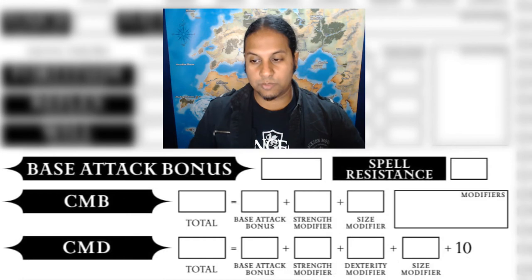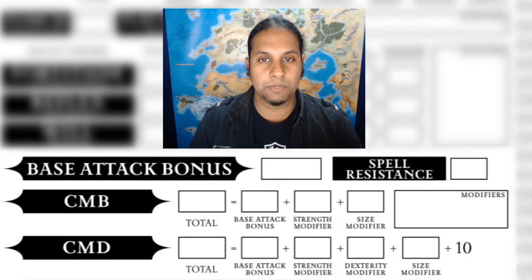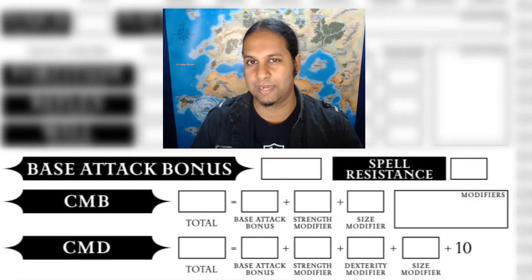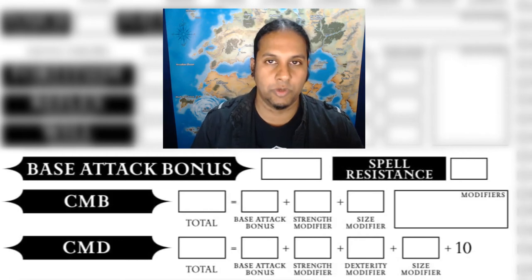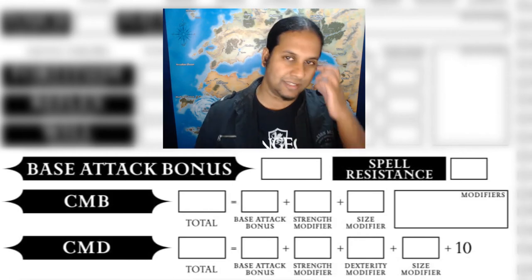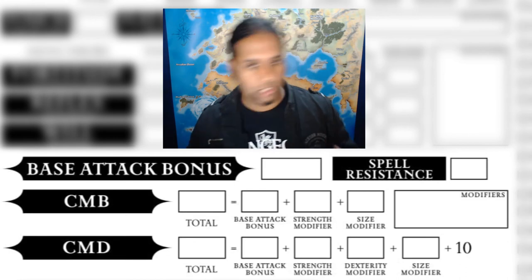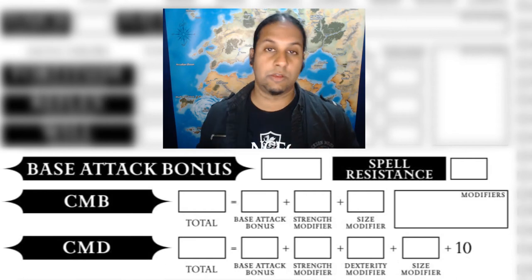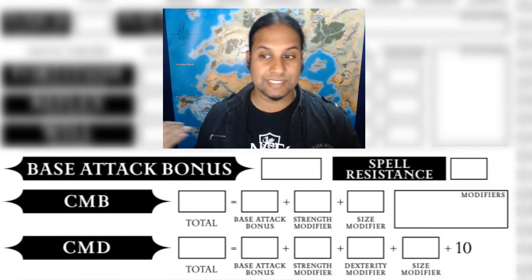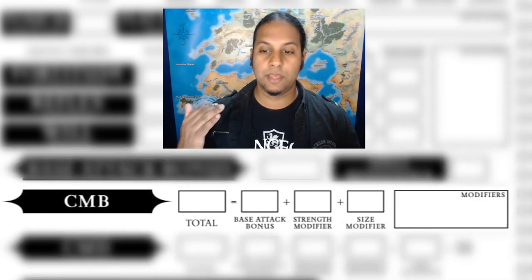Now, some of the attacks that we are going to be looking at, your CMB and your CMD. This represents your combat maneuver bonus and your combat maneuver defense, which are basically anything that is an attack but not an attack. Confused? Excellent. What I mean by this is things like grappling someone, tripping someone, bull rushing someone, tackling someone, throwing dirt in someone's eye, or using the feint maneuver to duck and dodge to get them offside. All of these are combat maneuvers, and use this calculation in order to both attack and defend with. So your CMB, or your combat maneuver bonus, is what you would use to instigate a combat maneuver.